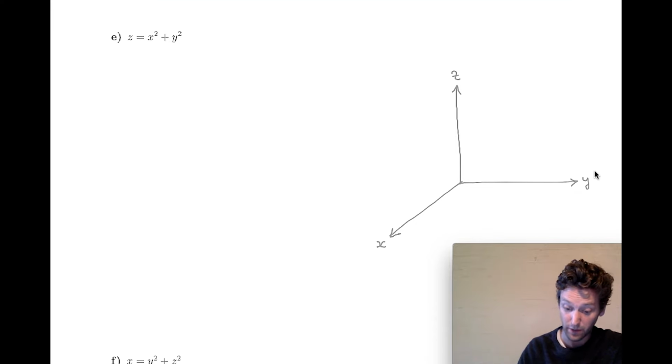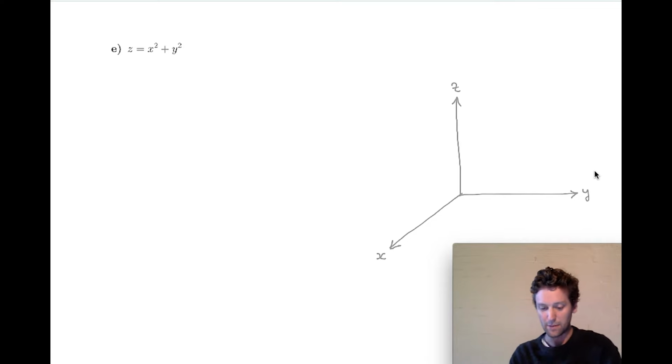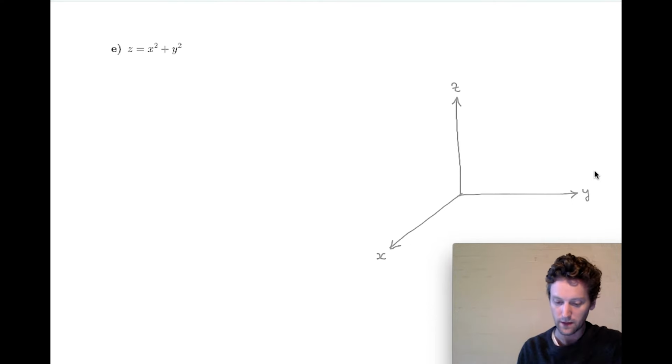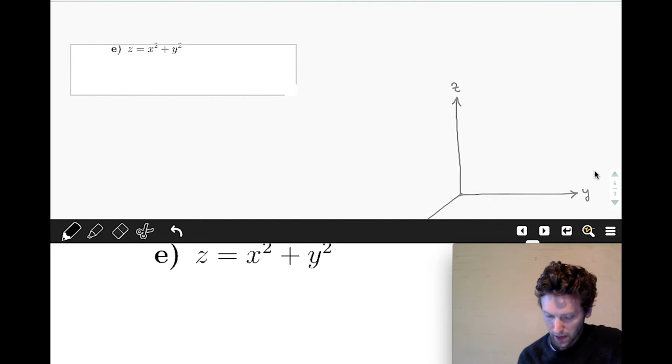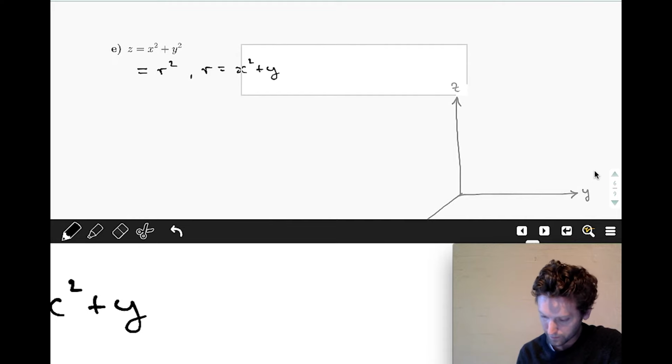Let's take a look at another example of a surface of rotation. Example E, z is equal to x squared plus y squared. Again, notice here that I've got something that can be rewritten just as a function of r, where r is equal to the square root of x squared plus y squared.